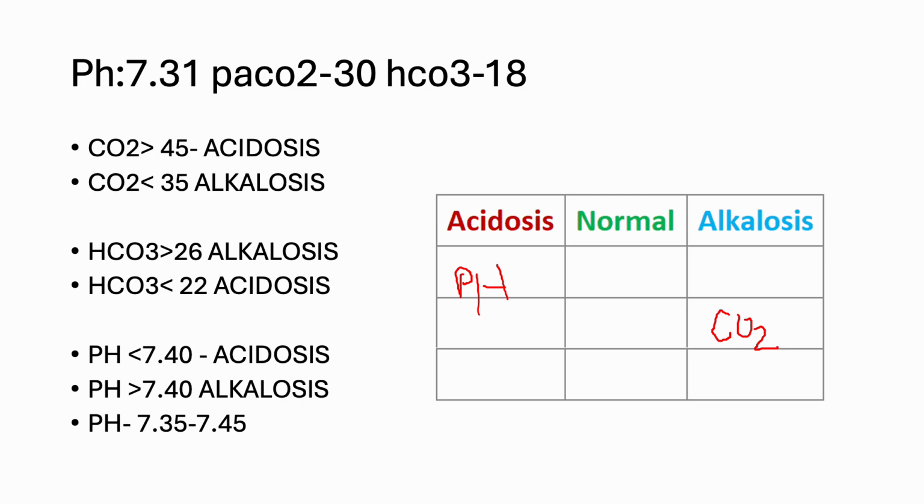All right, so the bicarb is 18. Normal bicarb is 22 to 26. So that bicarb is low, so that's going to go under acidosis. So we're going to write bicarb on here.